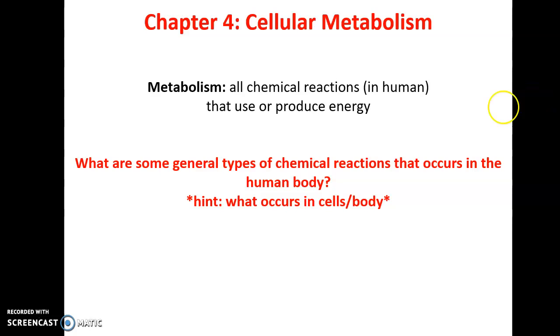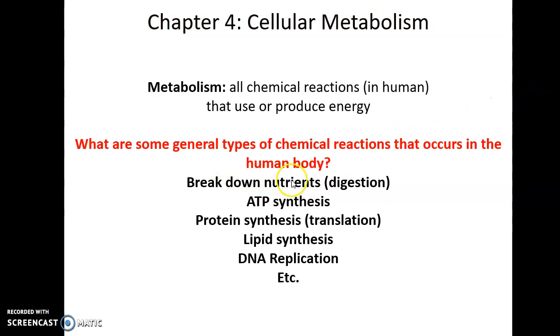All right, some things the body does include breaking down nutrients, so digestion, that's part of our metabolism. ATP synthesis, making the energy, obviously. Protein synthesis, that's translation, transcription, DNA replication, lipid synthesis. So all this production of new resources for the cells would also fall under metabolism.